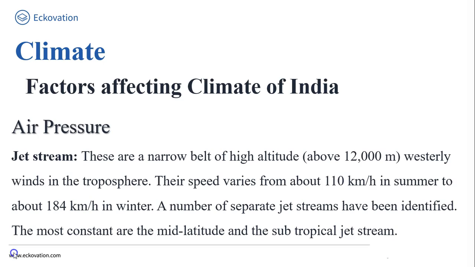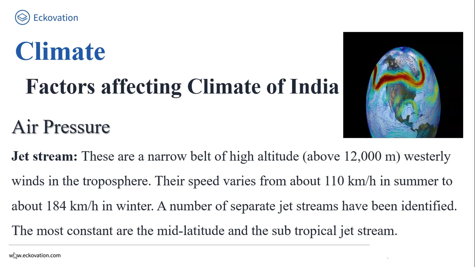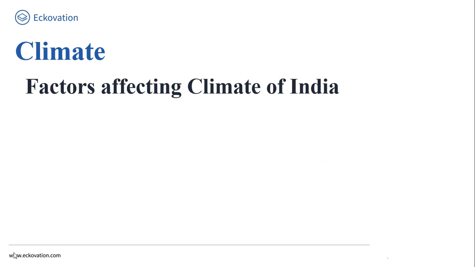A number of separate jet streams have been identified. The most constant are the mid-latitude and subtropical jet streams. So friends, this was all about jet stream. So now let's move ahead and we will continue our discussion with climate and we will talk about factors affecting climate of India and we will continue our discussion with air pressure.